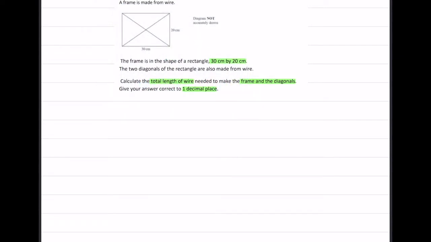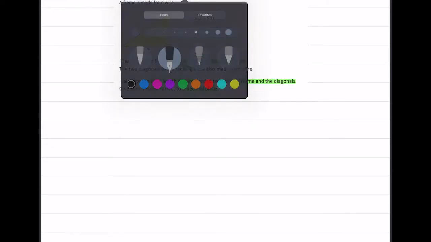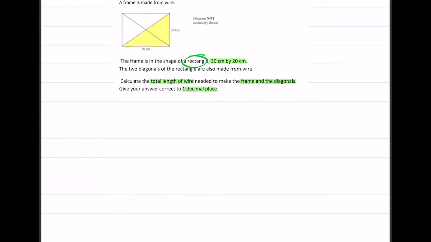Alright, so now what we want to find out is the total amount of wire that's needed, not only for the frame but for the diagonals as well. Now there are 2 diagonals. The shape is a rectangle, it's given to us in the question, and a rectangle we know has equal diagonals. So all we need to do is find the length of one of the diagonals, and then we will be able to double it to get the value of both the diagonals together, or just add the 2 to each other. We are going to start by determining what the hypotenuse is.